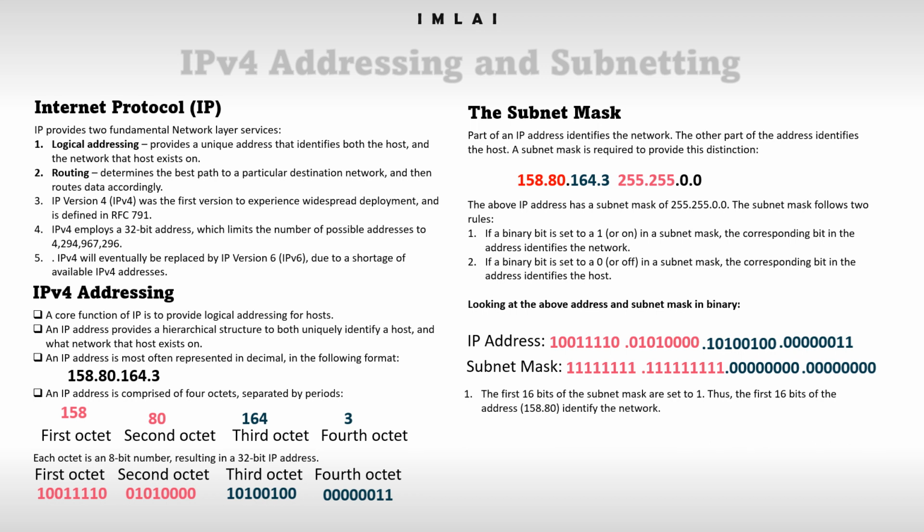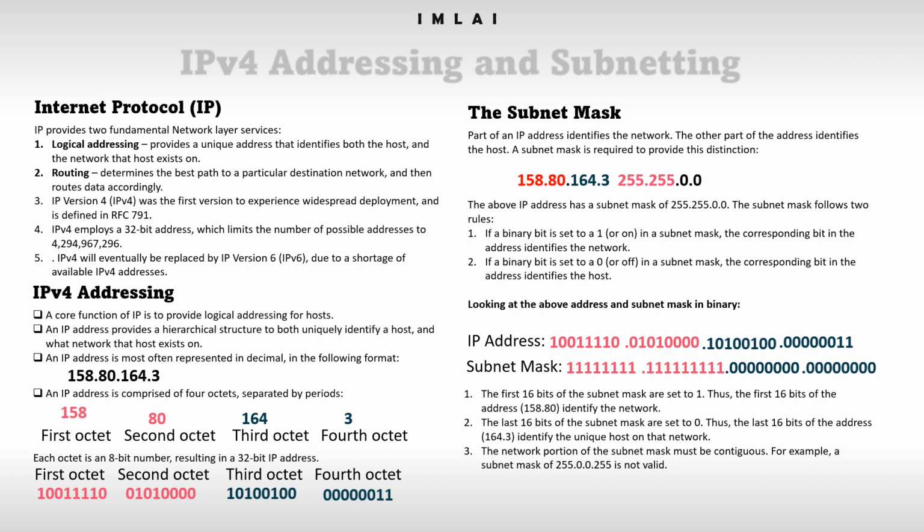The network portion of the subnet mask must be contiguous. For example, if you take 255.0.0.255, that is absolutely not valid. So this kind of thing is not valid. At least the first octets should be given for the network identification.